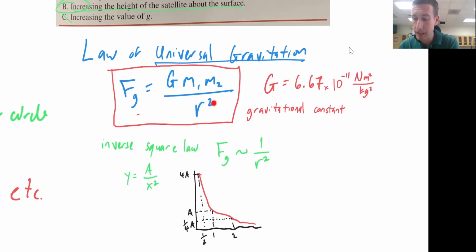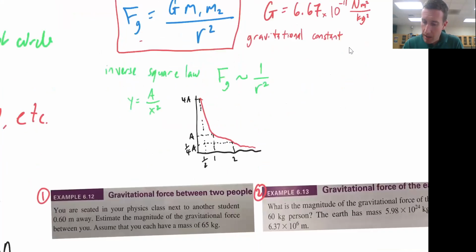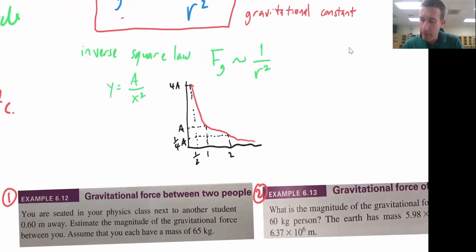If you are really, really far from the sun, like you are when you're on the Earth, that's a big number. Something over a big number in the denominator makes a small force of gravity. We call that the inverse square law. So that relationship where the force of gravity is proportional to 1 over the radius squared is the inverse square law. You could also express it as y equals a over x squared.